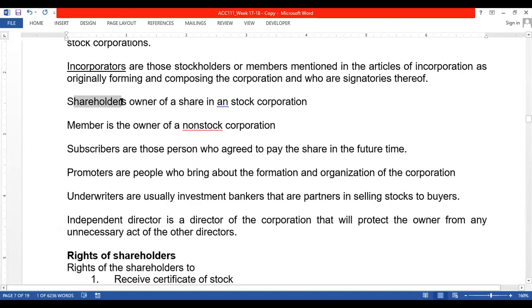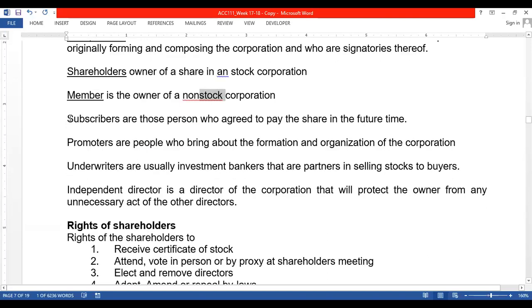Shareholders are owners of shares of stocks in a corporation. And members naman ang tawag sa owner in a non-stock corporation. Subscribers are those who have agreed to pay a share at a future time. So, meron silang utang sa company. So, shares ang utang, no?